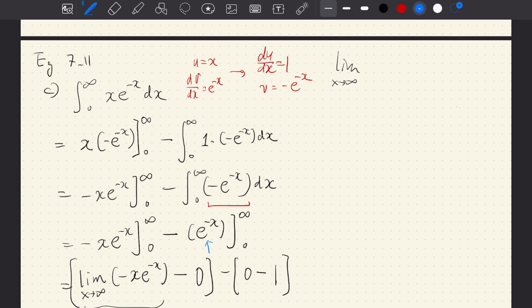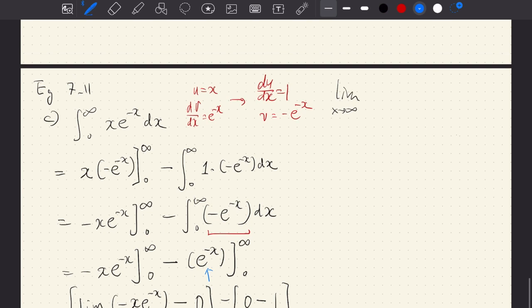So you get an indeterminate form. We said that we had a lot of indeterminate forms, right? 0 times infinity, infinity over infinity, 0 over 0. I can write it out as indeterminate form.